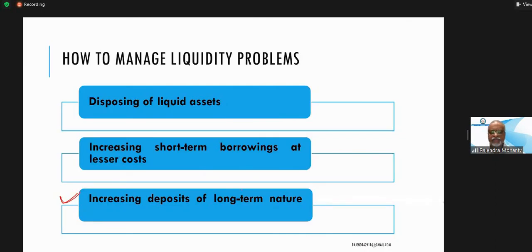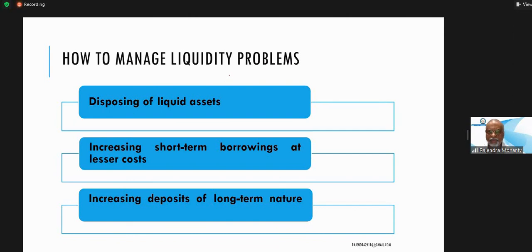Okay, but this third one, suppose you get a deposit of 1 year period, a sizable deposit, then definitely up to 1 year, your liquidity problem up to that extent is solved. So how the bank is going to manage this problem is the ability of the bank.